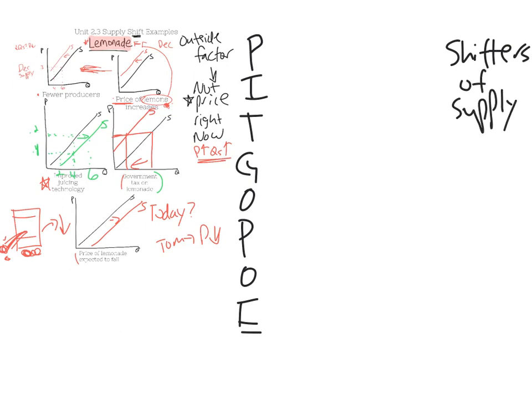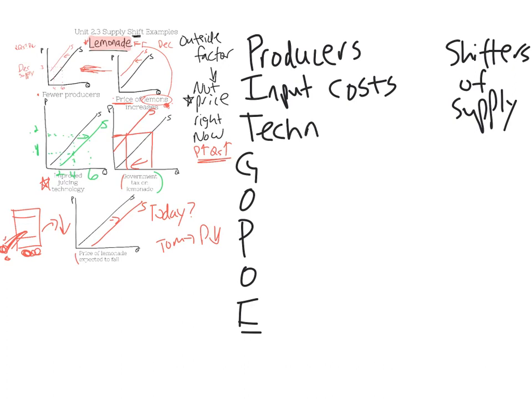And then we just have to memorize them and know which way they go. So the first one is number of producers, which we did our first 2 examples on. The second one is input costs. And input costs is the one where we said the price of lemons increases. The third one is technology, which was our example of improved juicing technology.